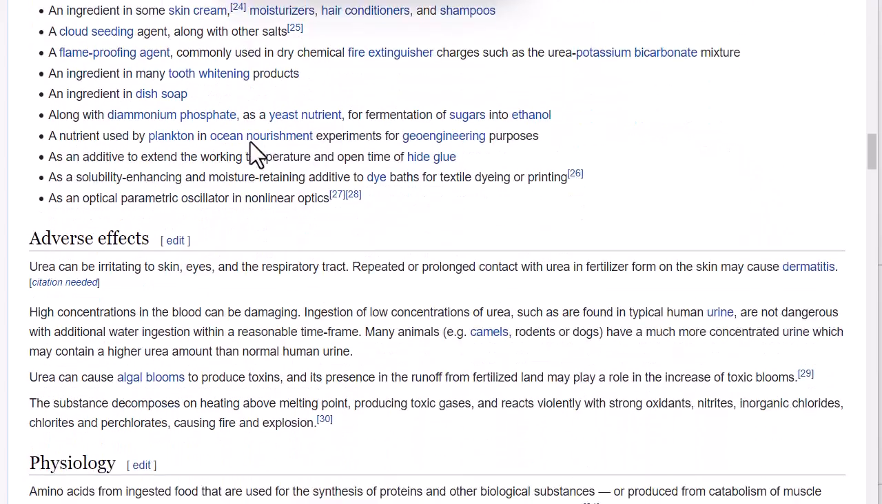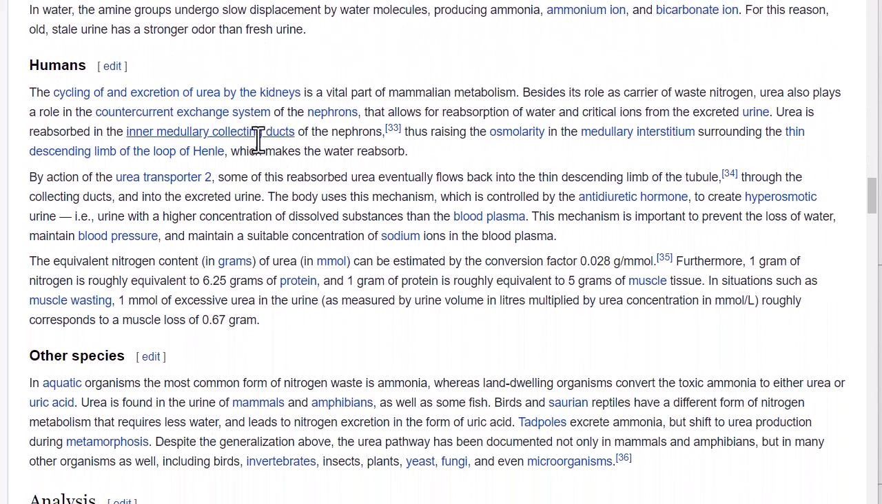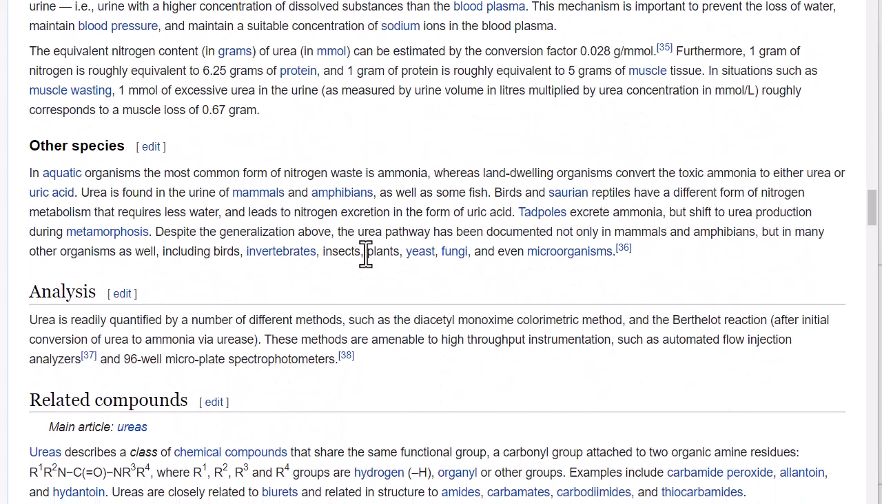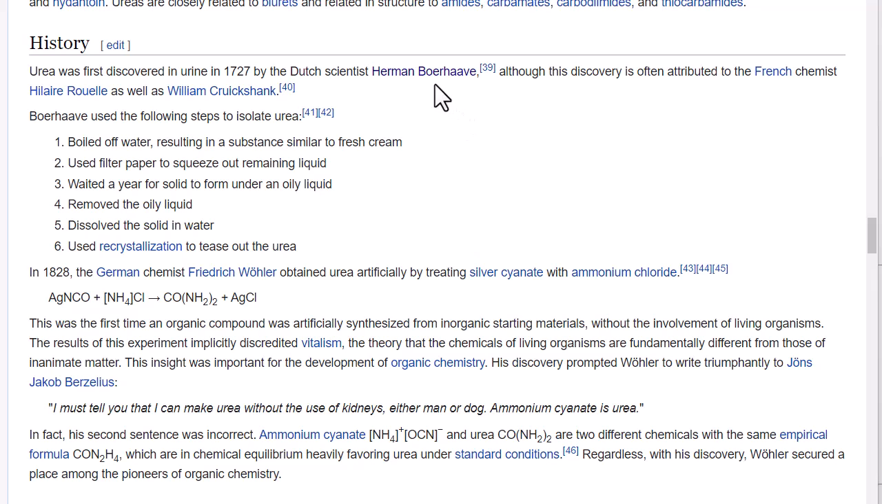But actually, in terms of physiology, the important thing is that you produce your own urea. When you digest proteins, you make a significant amount of this stuff. And the Dutch scientist, Herman Boerhaave, ended up isolating it. He took a bunch of urine, boiled it, filtered it, removed a top liquid, dissolved the solid, and recrystallized to make this urea. It was considered to be a biological organism.